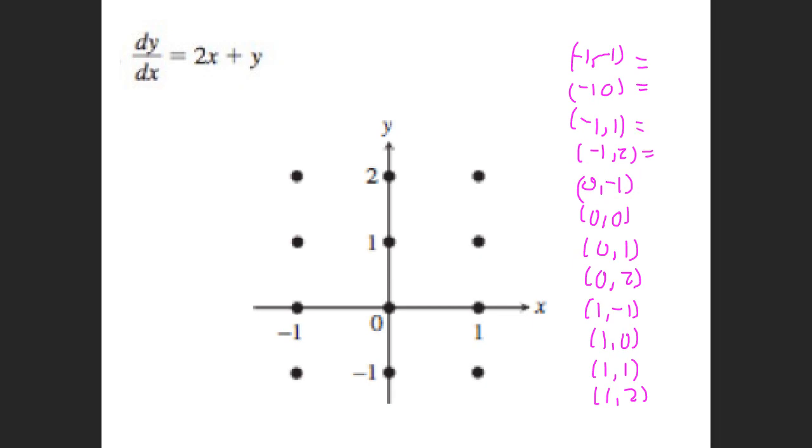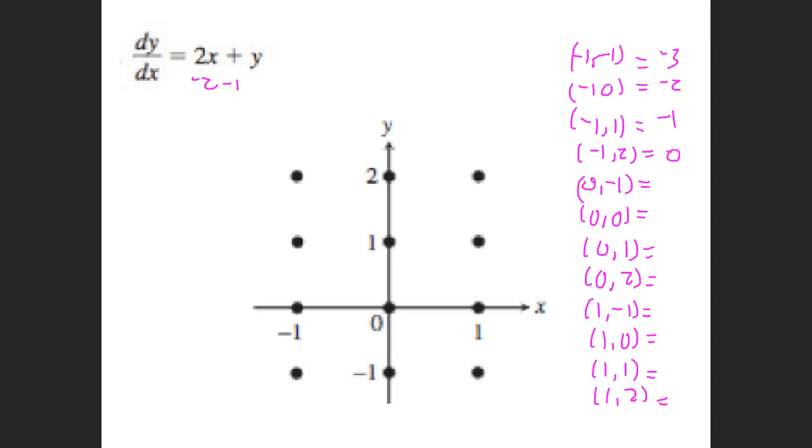Now I have to find the slope at each given point. Okay, well, this one's a little bit tougher because the last one we only had one variable to plug in, right? This one I have to plug in both. So if I put negative 1, negative 1 in here, that gives me negative 2 minus 1. It's negative 3. If I put negative 1, 0, that gives me negative 2. If I put negative 1, 1 in here, that's negative 2 plus 1, that's negative 1. And negative 1, 2 would be 0.